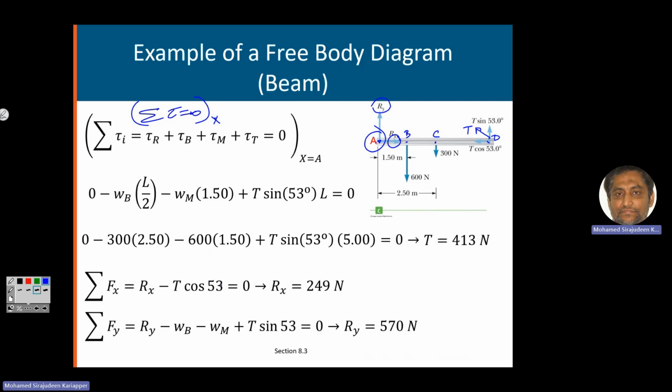So here, net torque: torque from R, torque from the weight of the beam, torque from the weight of the man, torque from the tension in the cable, add them, equal to 0, and I'm going to choose the point A to apply the equation. So this is 0. Done.